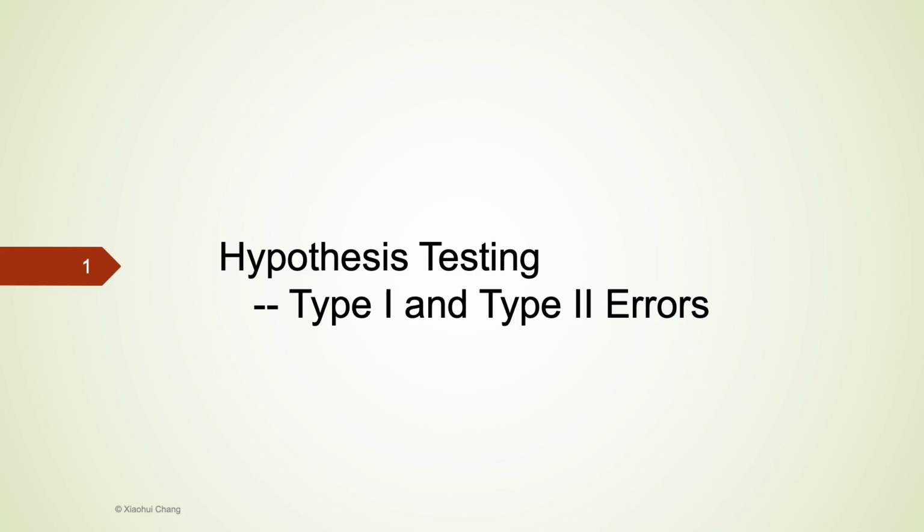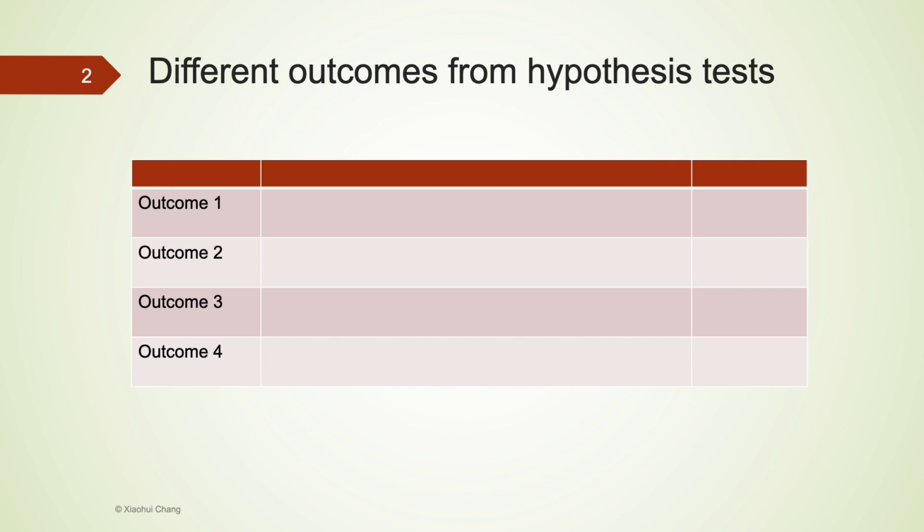In this video, I will introduce a very important concept in hypothesis testing, type 1 and type 2 errors. Although there is very little computation to do around this concept, mastering the idea of type 1 and type 2 errors is fundamental to your understanding of statistics. Let's take a closer look at 4 different outcomes we can get by performing hypothesis testing.